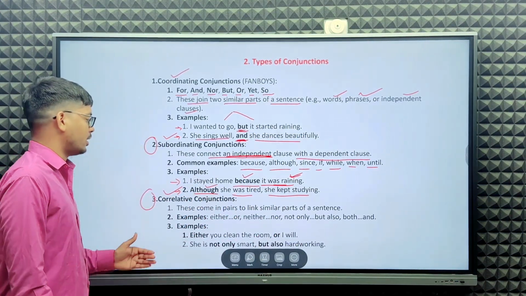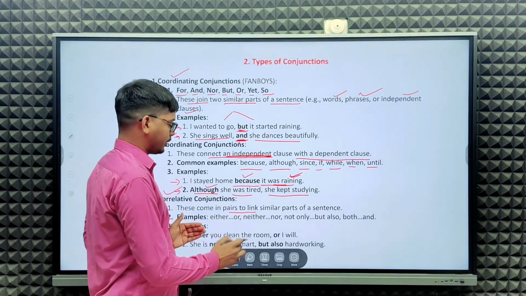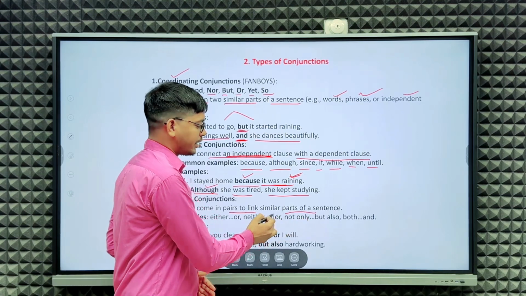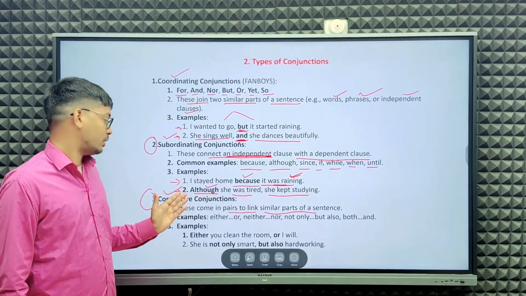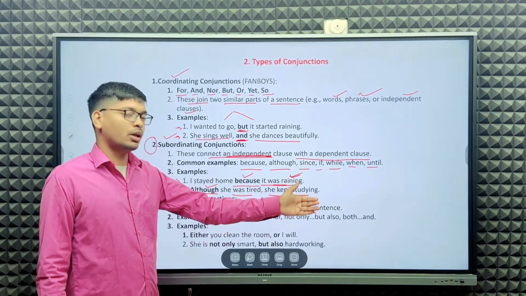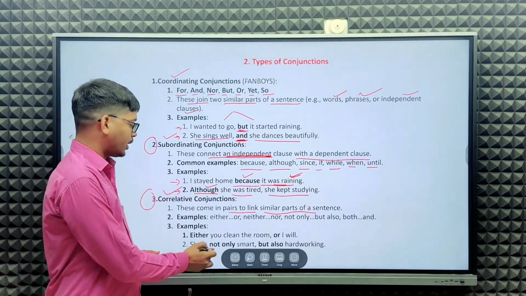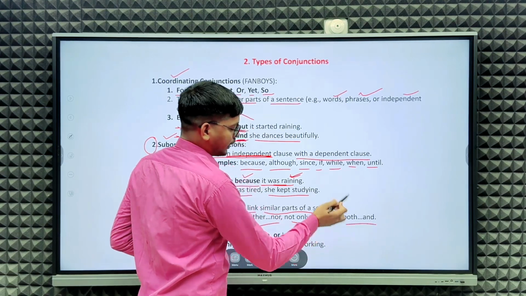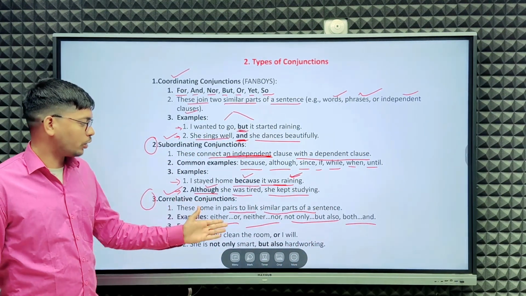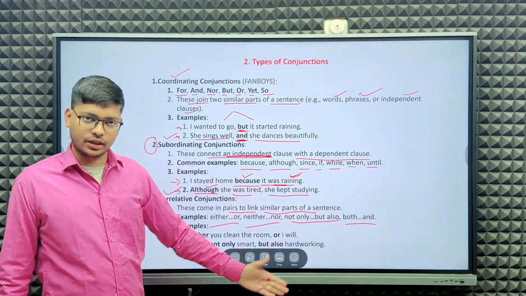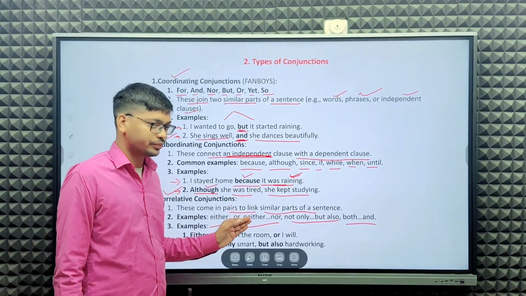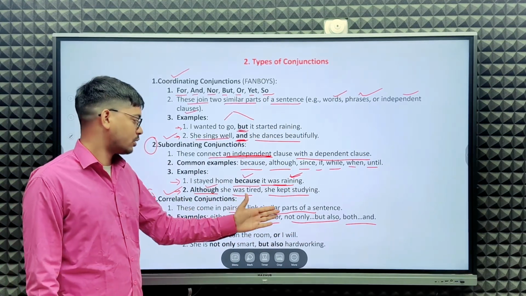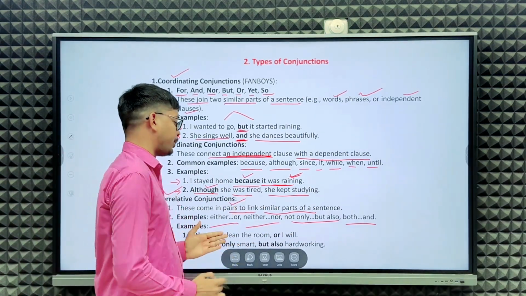Next, correlative conjunctions. These come in pairs to link similar parts of a sentence. Examples: either...or, neither...nor, not only...but also, both...and. They are all types of correlative conjunctions. They come in pairs.